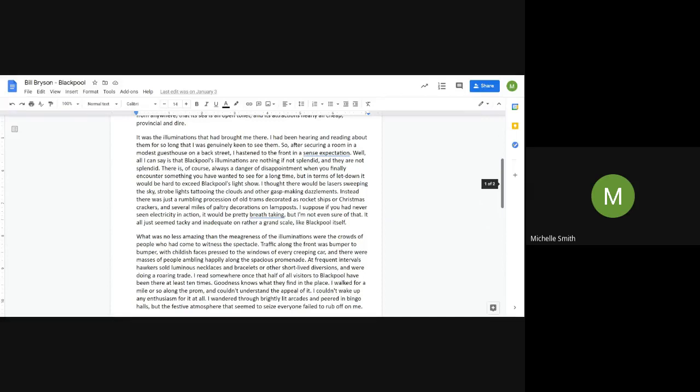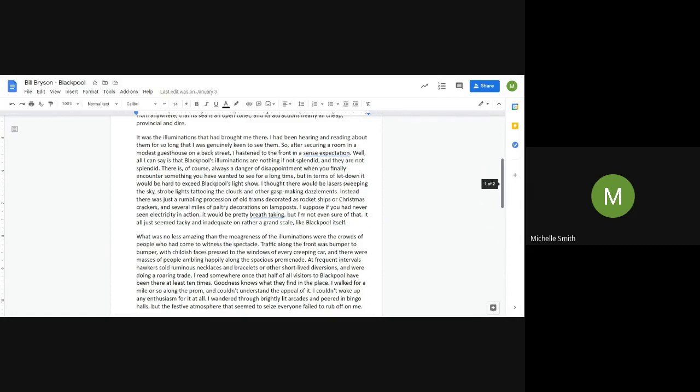I had been hearing and reading about them for so long that I was genuinely keen to see them. So after securing a room in a modest guest house on a back street, I hastened to the front in a sense of expectation. Well, all I can say is that Blackpool's illuminations are nothing if not splendid, and they are not splendid. There is, of course, always a danger of disappointment when you finally encounter something that you have wanted to see for a long time. But in terms of letdown, it would be hard to exceed Blackpool's light show.